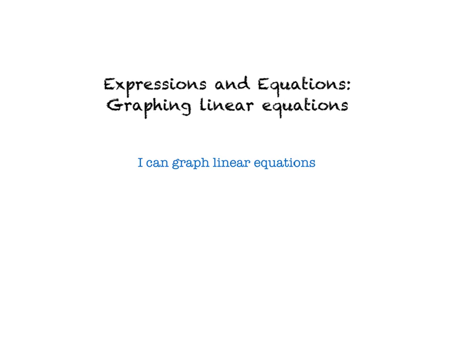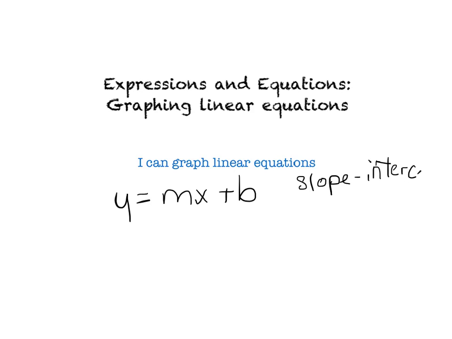All right, I told you that I would give you an easier way to graph linear equations, and we'll graph something that looks like this. y = mx + b. This is what's called the slope-intercept form. Write that down as a note, please. The slope-intercept form. This is going to be your slope.